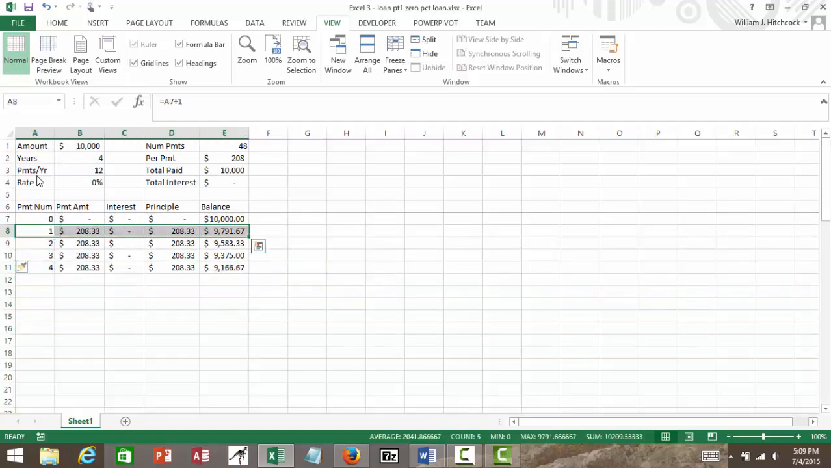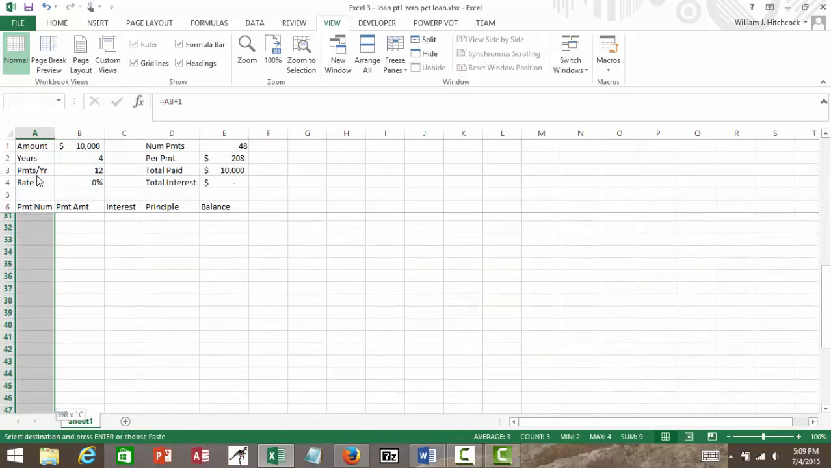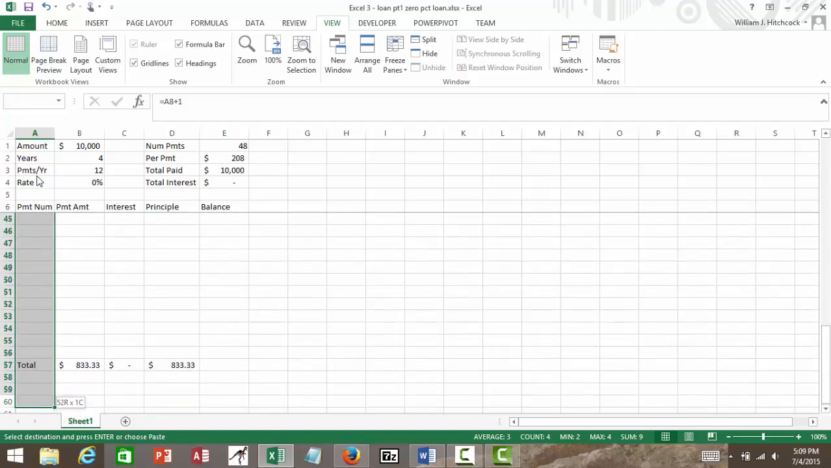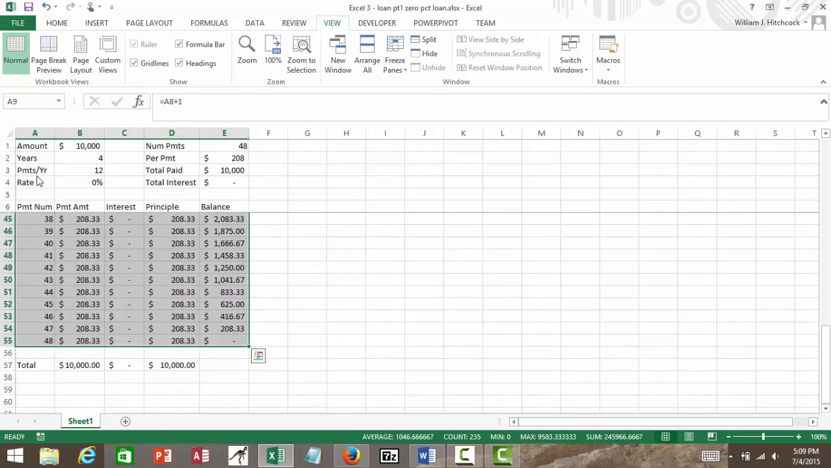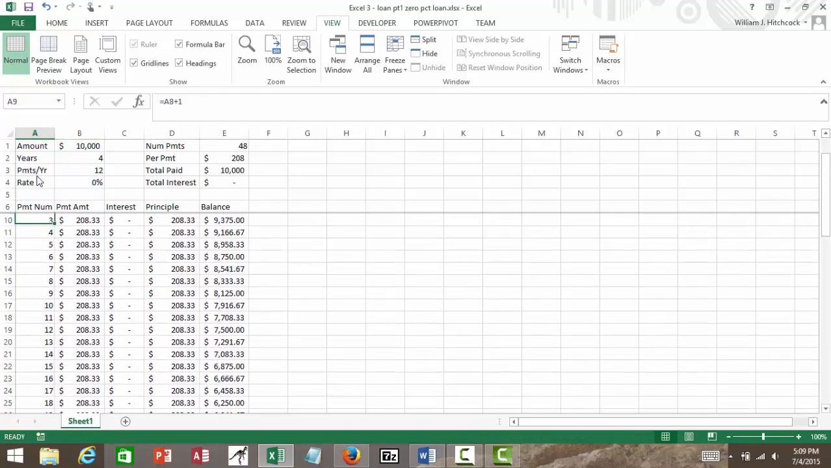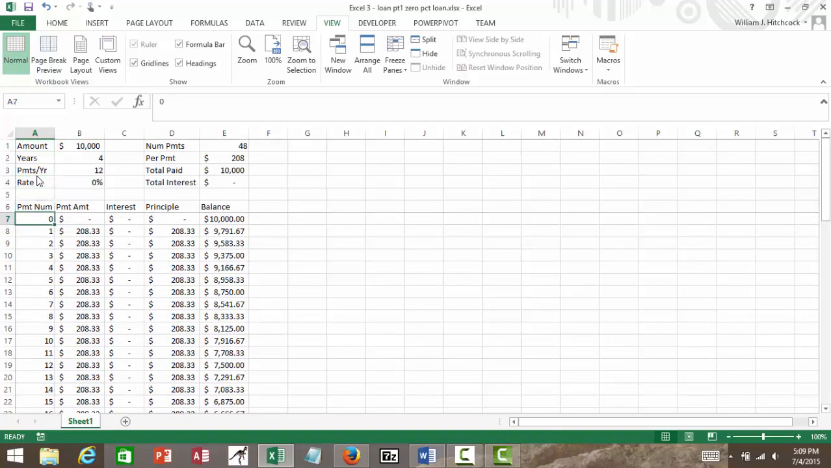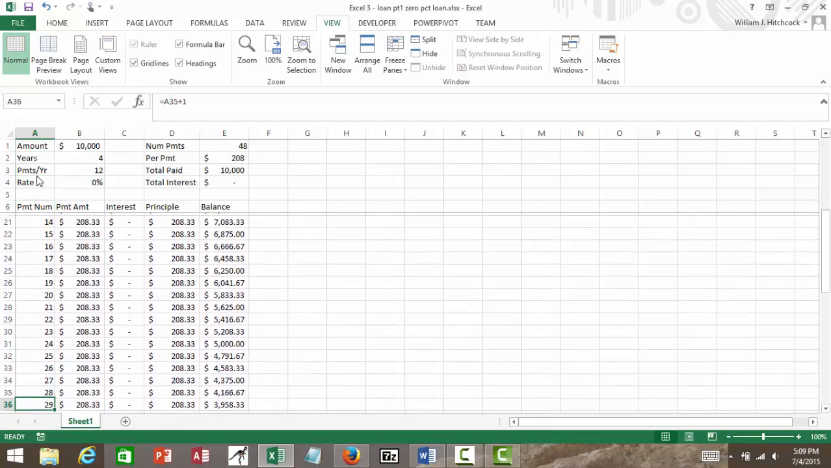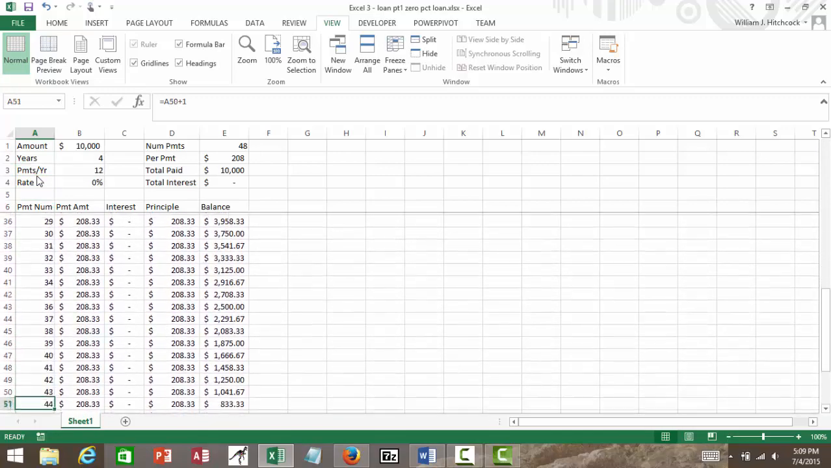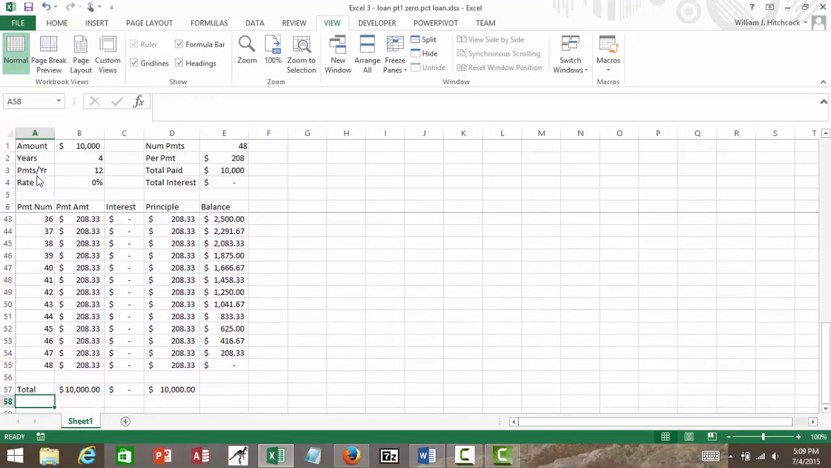take my payments, copy them down for all those cells that I just inserted. I don't want to go past the totals, I don't want to go past that blank cell. Hit enter, and just like that we've got, starting from payment 0 all the way down to payment number 48, we'd pay off our $10,000, everything looks good, our balance is equal to 0, and we've got our loan paid off. So it's fairly easy to set up a 0% loan.